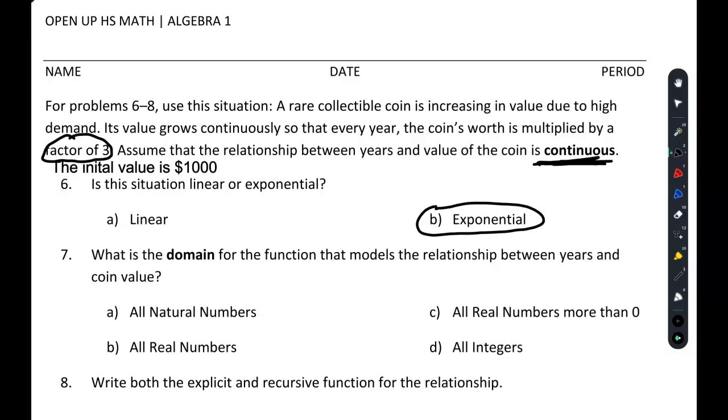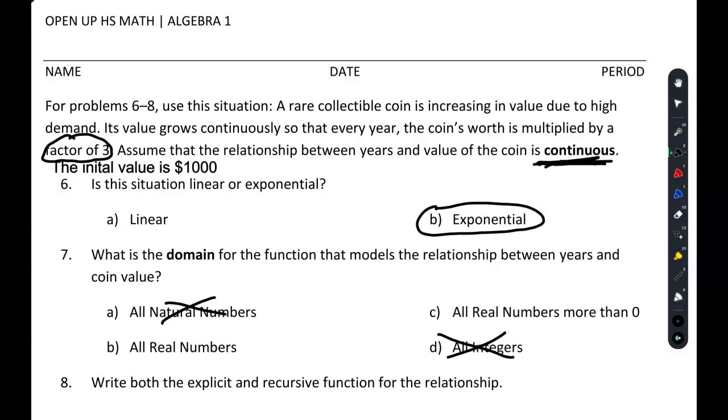All right, next it says, what is the domain for the function that models the relationship between years and coin value? Okay, so we want to know about the domain. The domain is the input. Now, since it says continuous, that's going to eliminate things like integers or any type of whole numbers, natural numbers, because we're going to count the numbers in between. So you're looking for something more like all positive numbers, all real numbers, every single number, right?